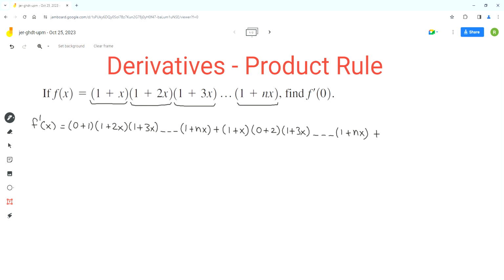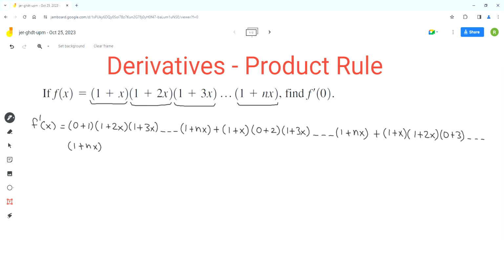Plus, so now we'll start with the first function (1 plus x) times (1 plus 2x) times the derivative of the third function, or the third binomial (1 plus 3x). So the derivative will be 0 plus 3, and then all the way to the last one, (1 plus nx).